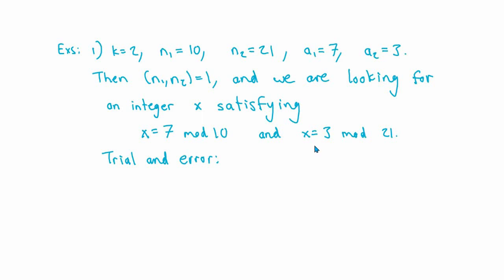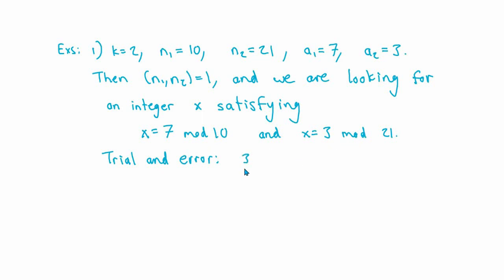So let's go through all the positive integers that are 3 modulo 21, starting from 3 and working our way up. The Chinese remainder theorem tells us that there's going to be at least one integer x which satisfies this system of equations and which is less than 210. And so that means that I'm going to have at most 10 things to check here.